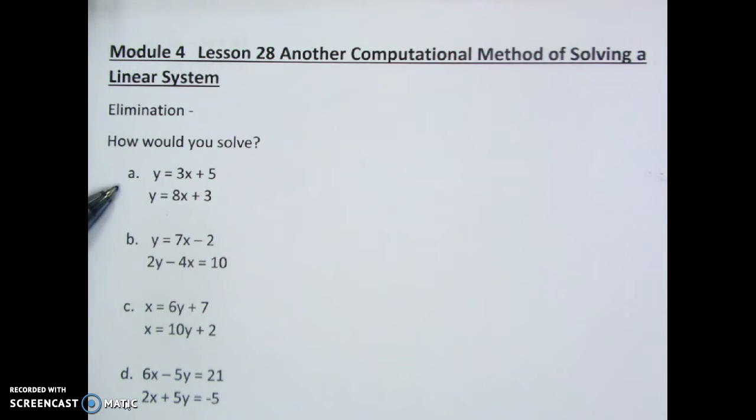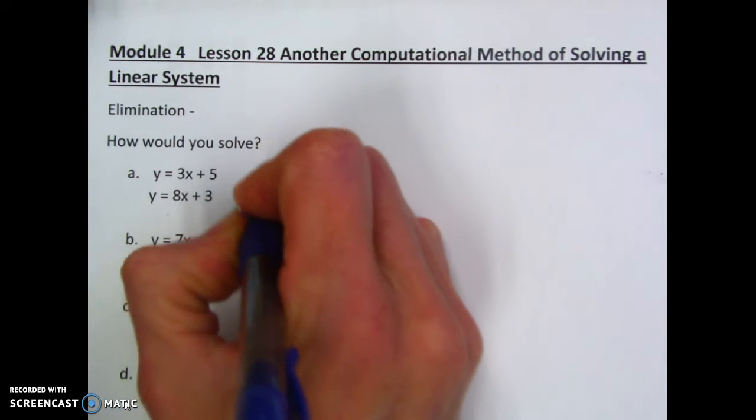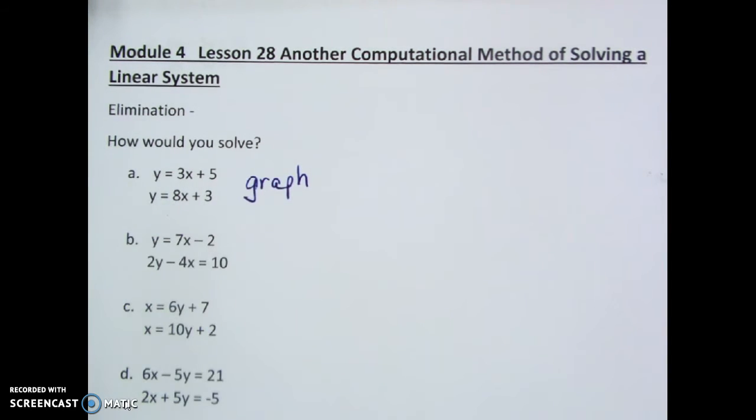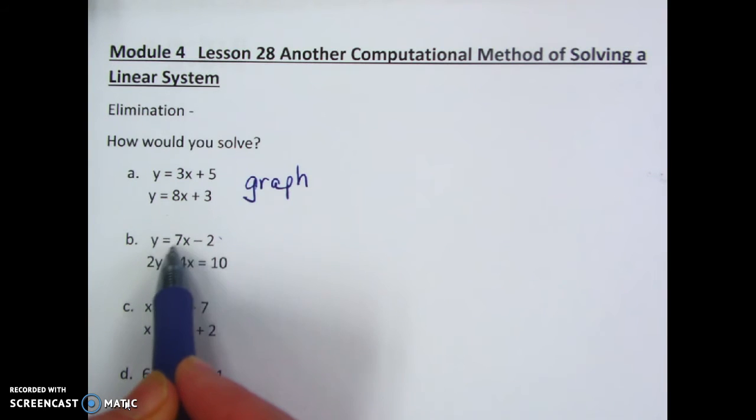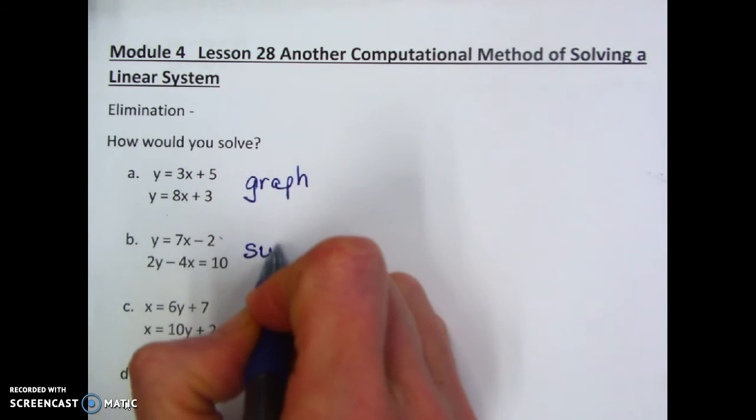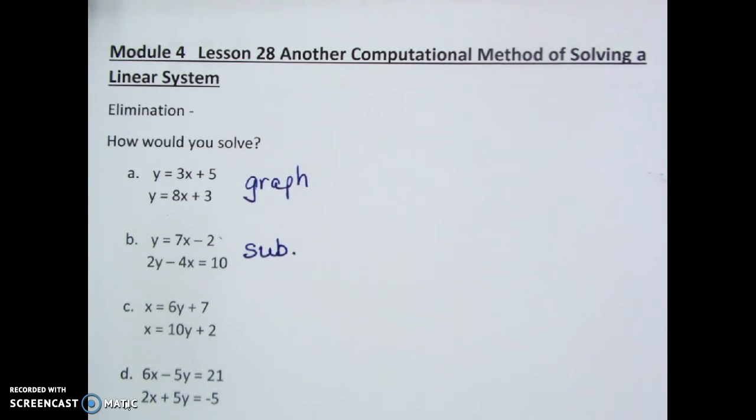The first problem here, A, how would you solve that? Well, since both equations are already solved for y, probably the easiest way to solve this would be by graphing. The second set of equations for b, the first equation is solved for y, but the second equation is not. So we could probably easily solve the second equation for y, or we could use the substitution method that we learned in the last section. So we could take the 7x minus 2 and substitute it in there for y. So probably substitution would maybe be easiest on that.